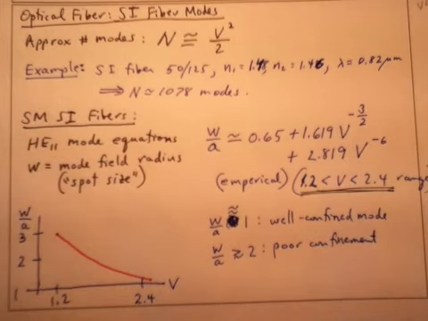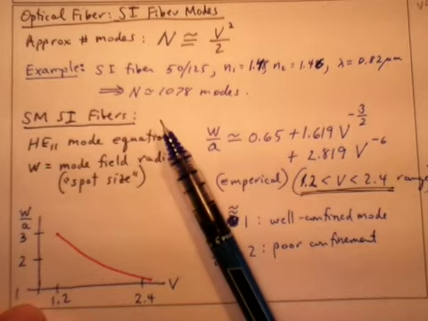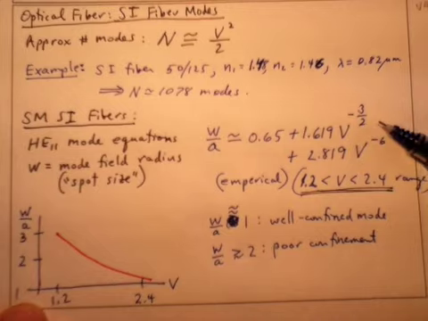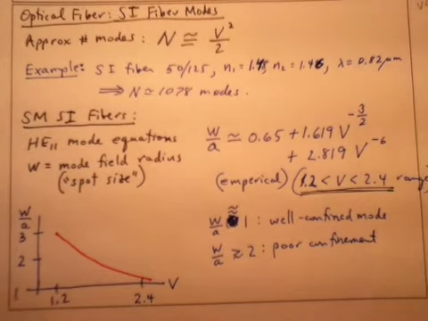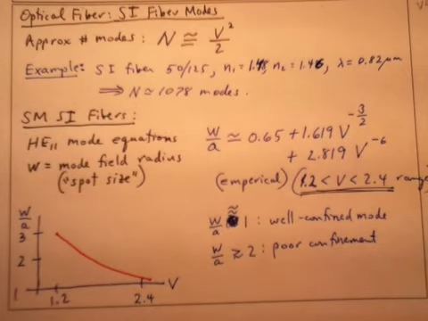Okay, so these are two equations which are important, more or less empirical, sort of rough, but give you good approximations for the spot size and for the number of modes. For the spot size of the first mode and for the number of modes when we go to multi-mode behavior. So that's the summary of step index fiber modes.